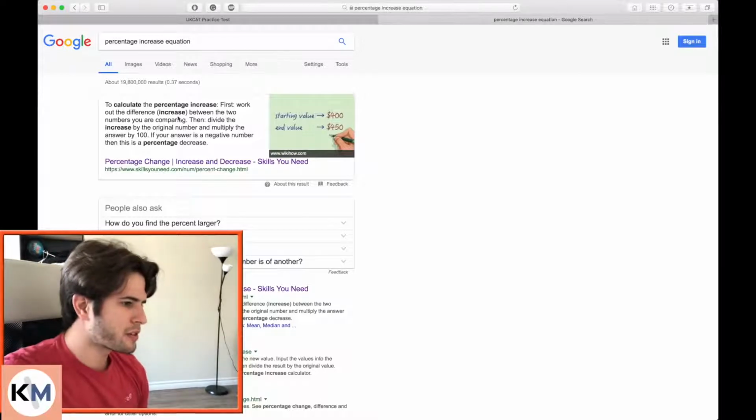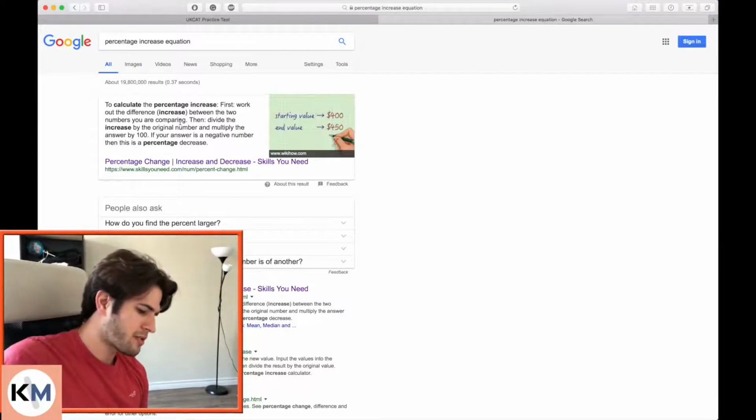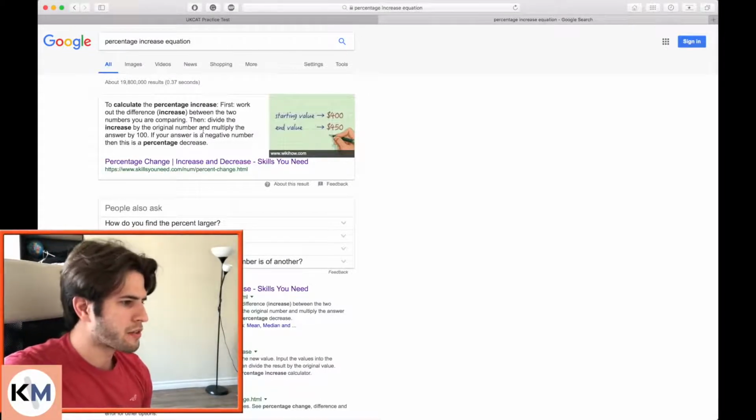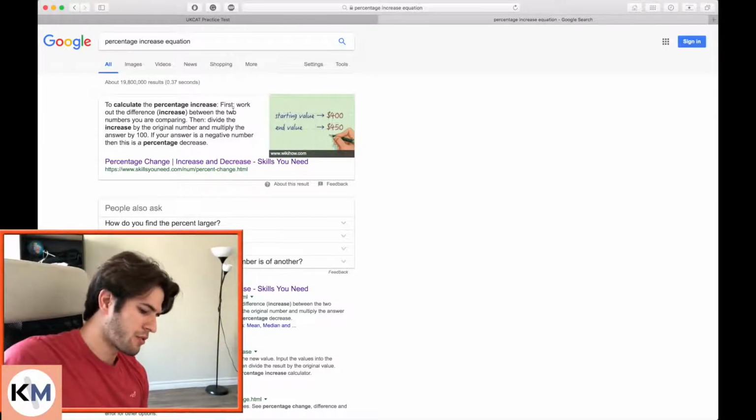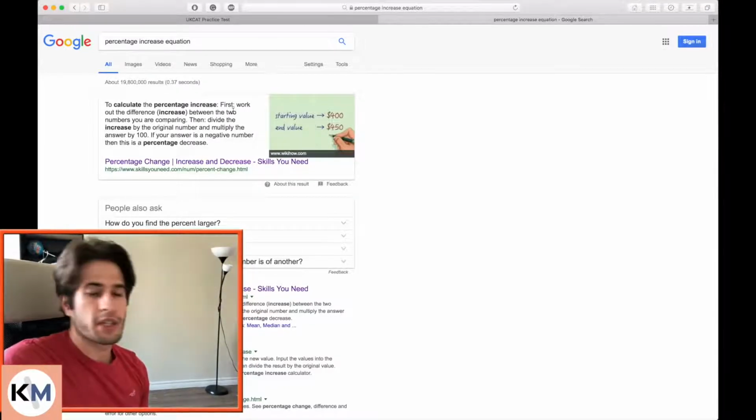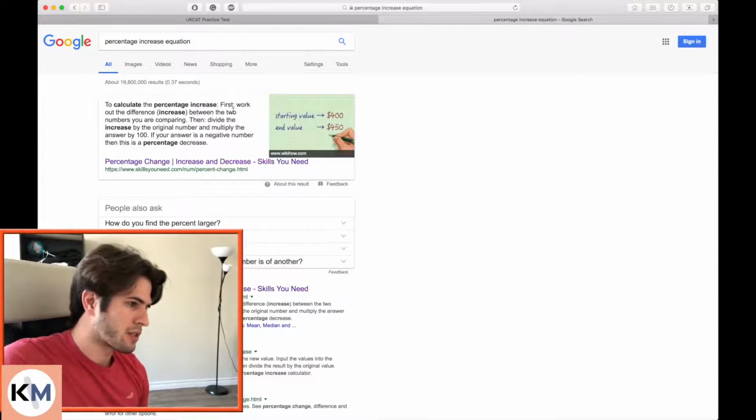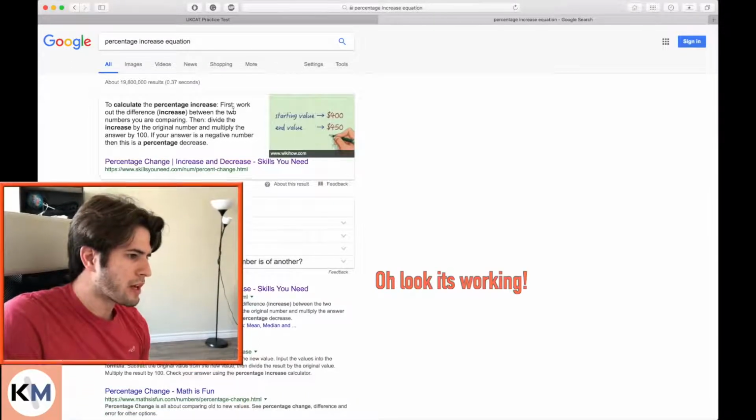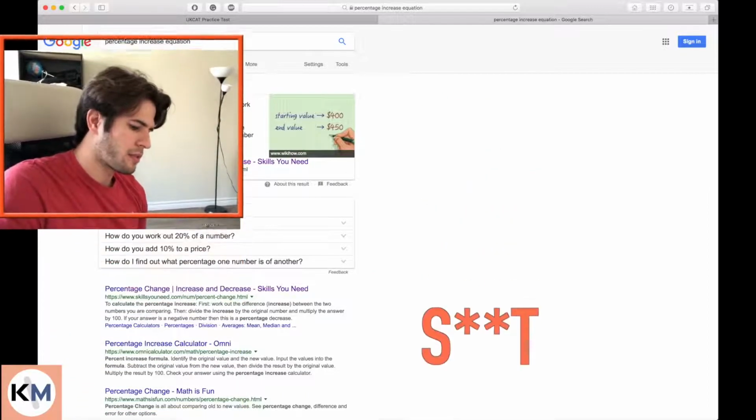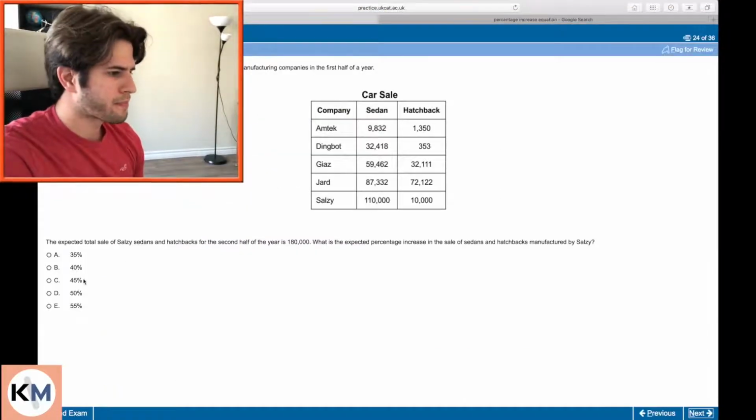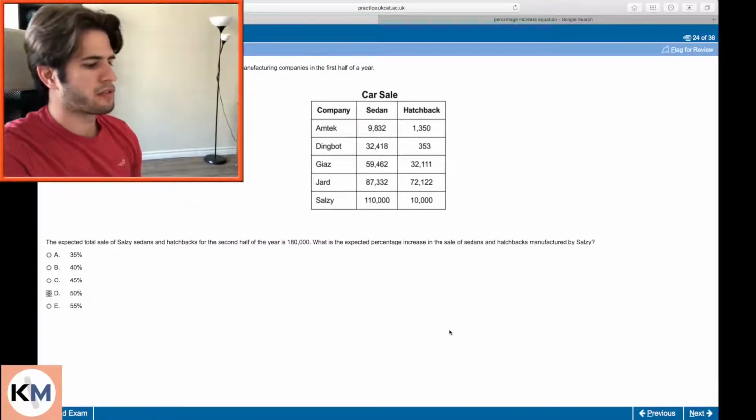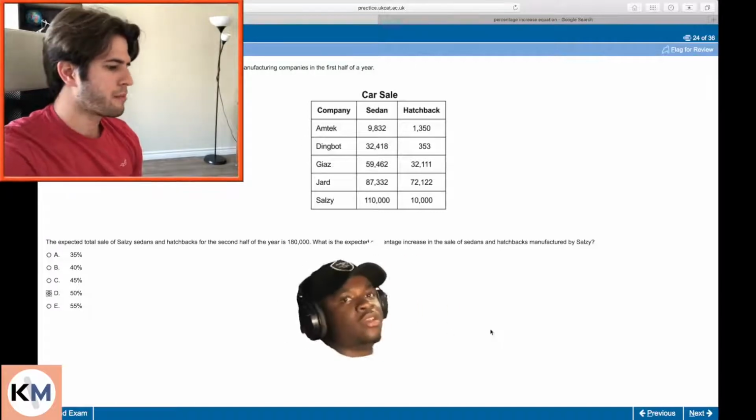So work out the difference between the two, which is 60,000. Then divide the increase by the original number, which is 120,000. If we do 60 over 120, that's 0.5. And multiply that by 100, so that's 50. That is a 50% increase.